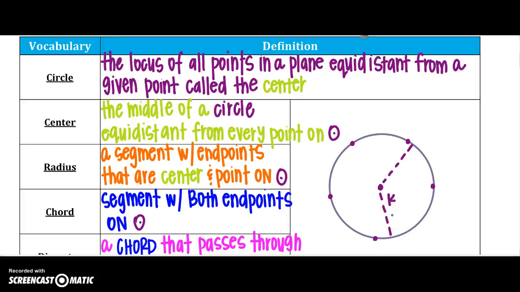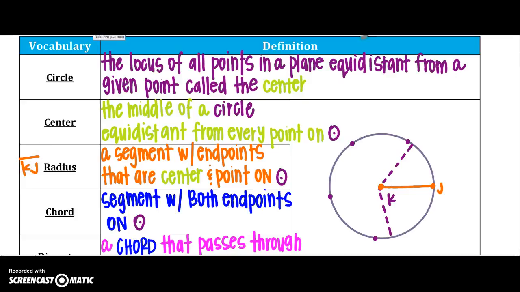The radius is a segment with endpoints that are the center and a point on the circle. So a radius is the center and the point on the circle. So if that point on the circle was point J, I would call our radius KJ.